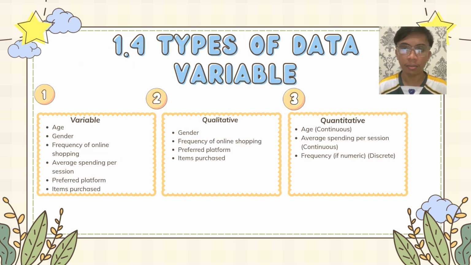Types of data variable. First variable, age, gender, frequency of online shopping, average spending per session, preferred platform, and item purchase. Second is qualitative, gender, frequency of online shopping, preferred platform, and item purchase. And the last is quantitative, age, continuous. Second, average spending per session is continuous. And the last is frequency is numeric.